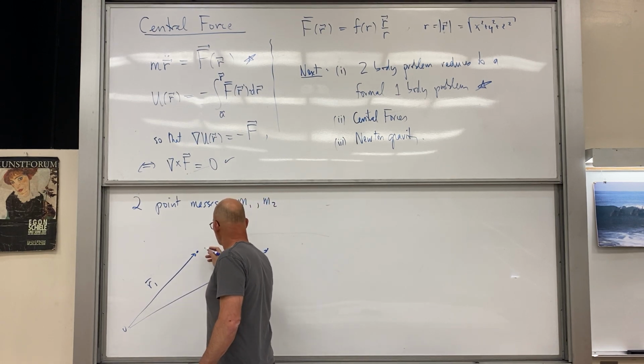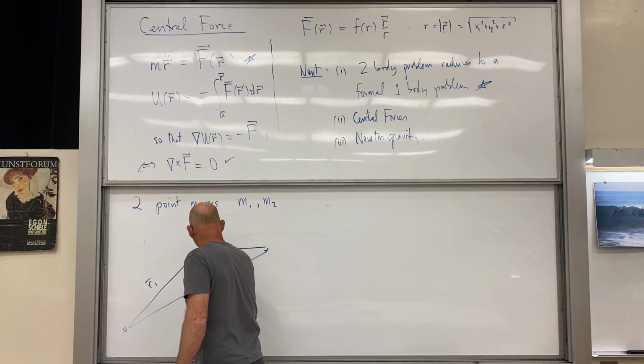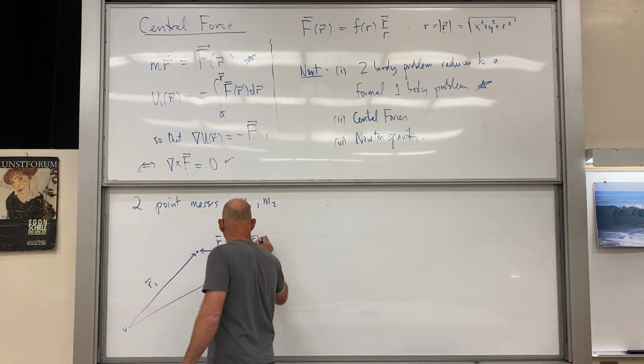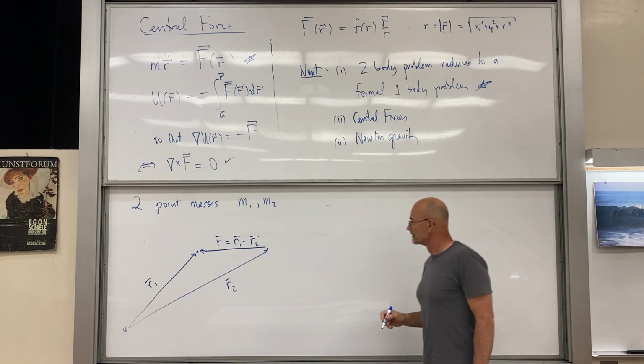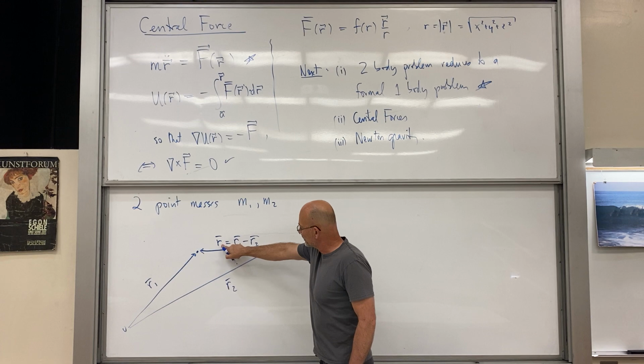the first thing we do is define this relative vector. R is equal to R1 minus R2. So that's the relative vector, doesn't get a subscript.